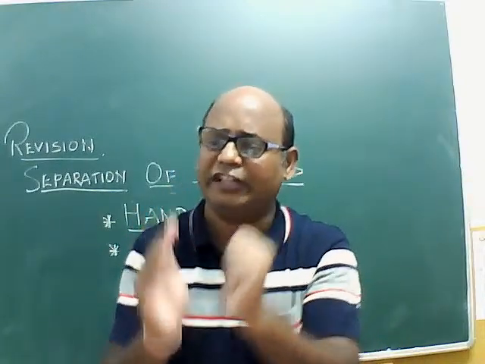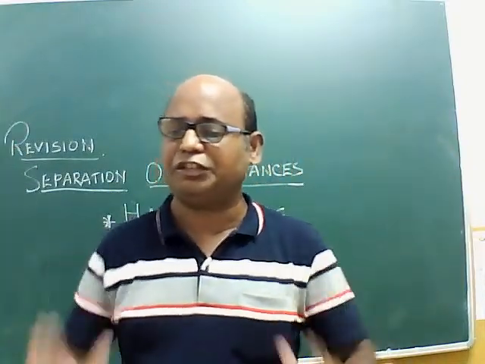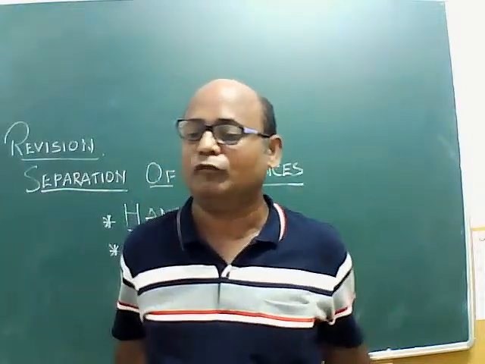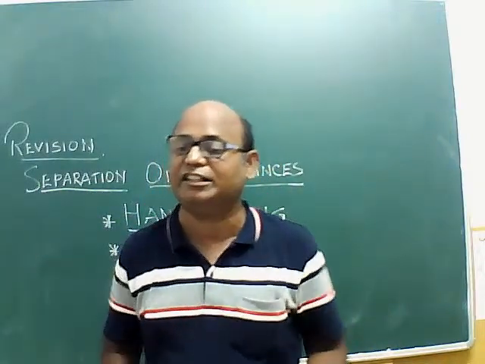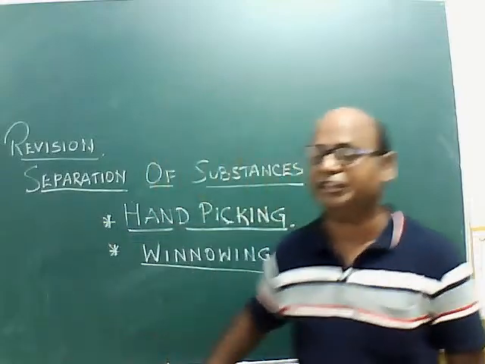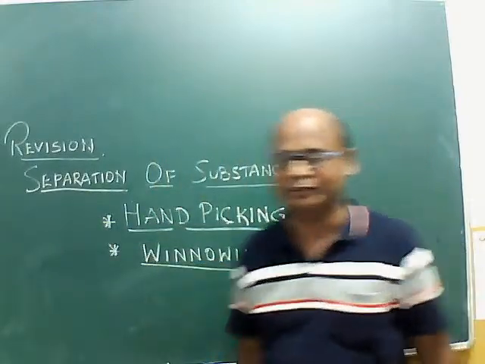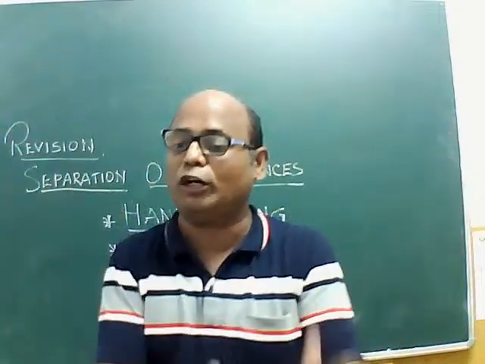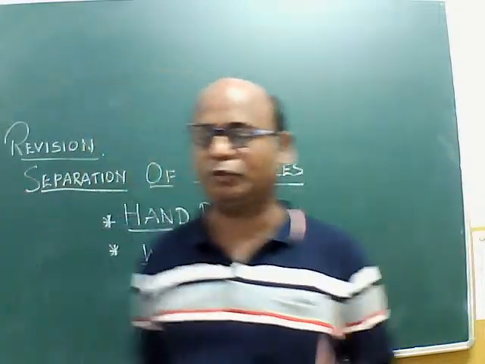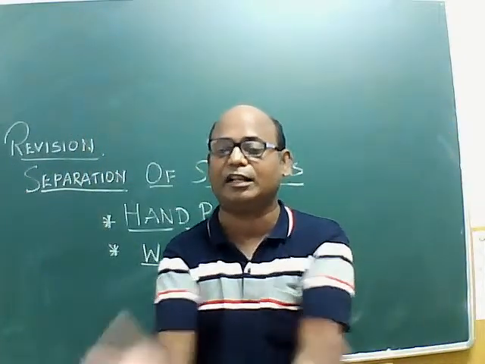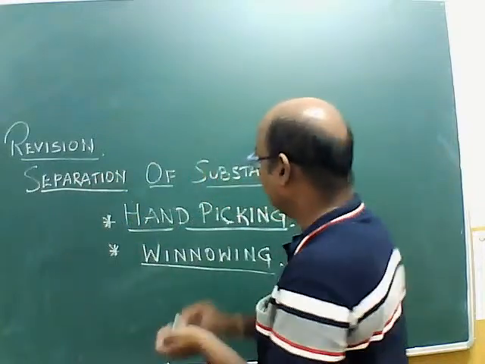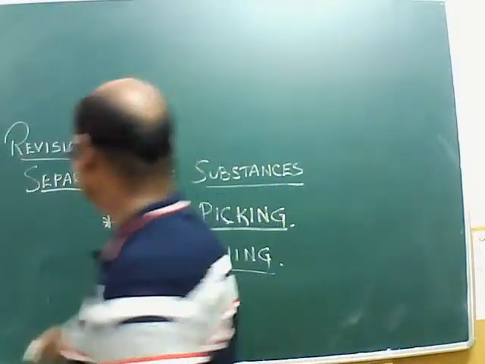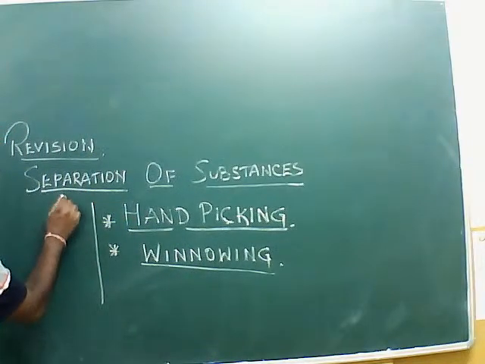So this is a very simple method which is used to separate the husk, the chaff, the lighter material, from the useful material, that is the grain. That method is known as winnowing. Is it clear to all of you? It is also used to separate a solid to solid mixture because all the components here are solid. For example, hand picking is also a solid to solid mixture.